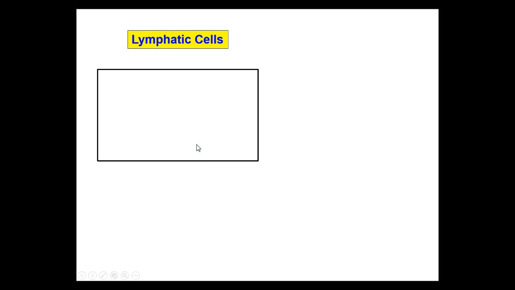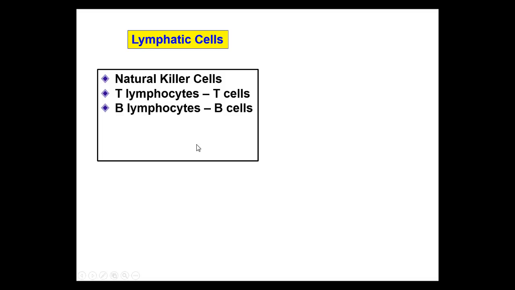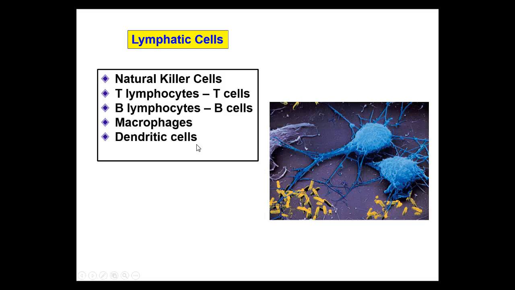All right, let's take a look at lymphatic cells. These are what we consider lymphatic cells. These would be our natural killer cells, T lymphocytes and B lymphocytes. We're going to become very intimate with them. We'll know them really well. You will be one with lymphocytes.